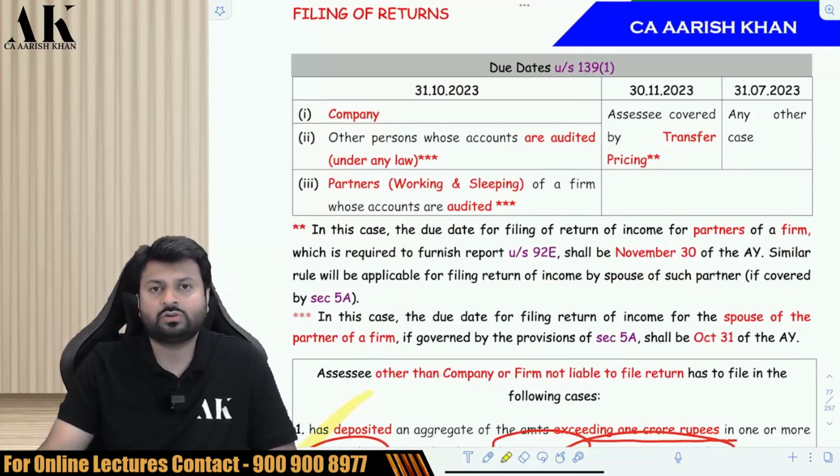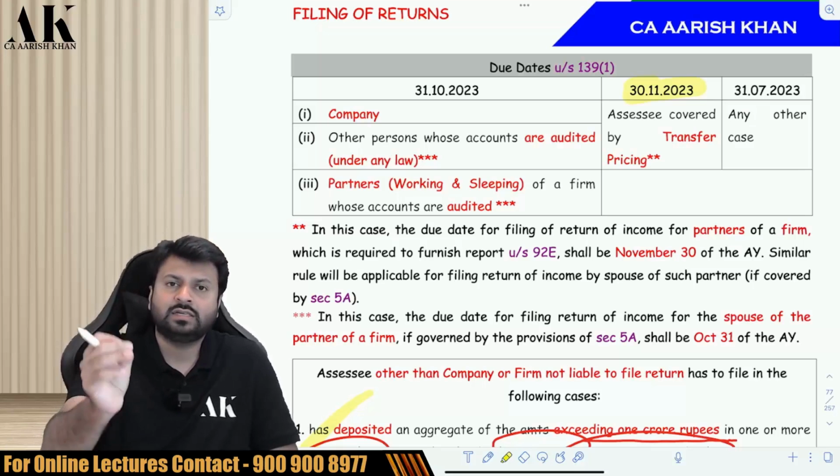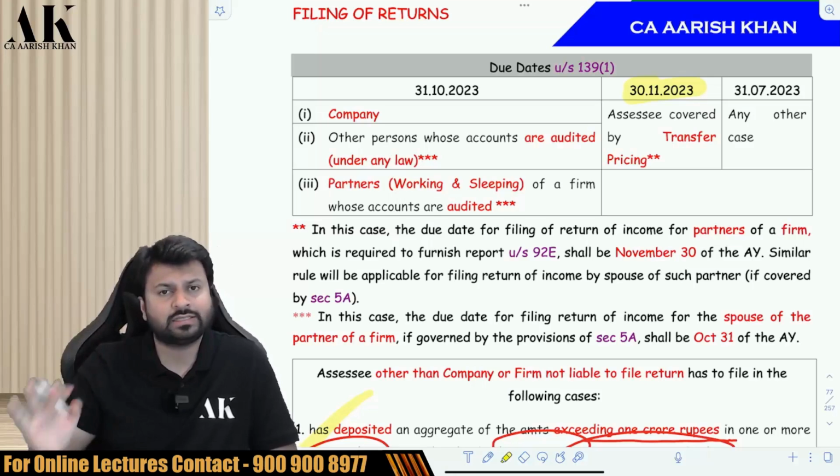One is October, one is July, one is November. First of all, let's talk about November. November is applicable to assessees covered under transfer pricing. So all those assessees who are liable for transfer pricing, who are engaged in domestic transaction or specified domestic transaction or international transaction, they are liable for transfer pricing. For them, the due date is 30th November.